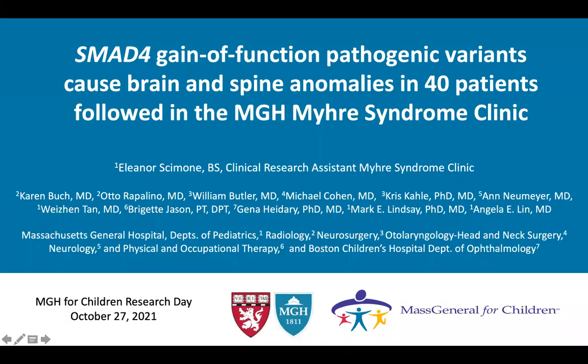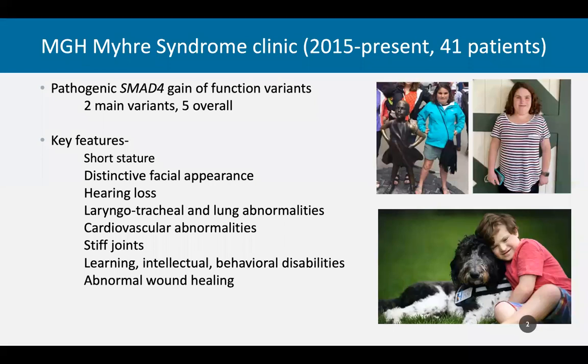On behalf of our multi-specialty team, I am presenting our research titled SMAD4 gain-of-function pathogenic variants cause brain and spine anomalies in 40 patients followed in the Myhre Syndrome clinic. We followed 41 patients with Myhre Syndrome who have had molecular confirmation of a SMAD4 pathogenic variant. Key features of Myhre Syndrome are shown on the slide. Many of the external features are illustrated by the two patients shown here.